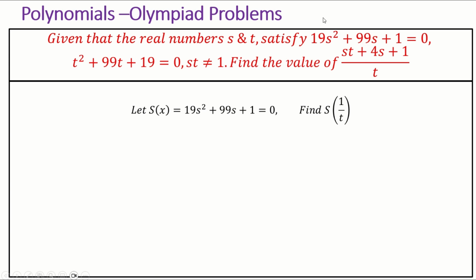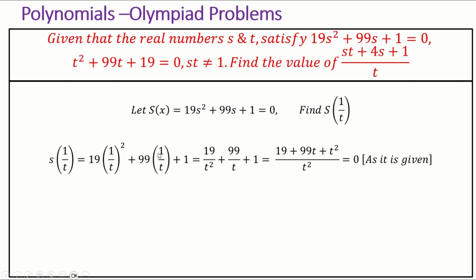S of x, basically I am calling S of x this expression because it is written in terms of s. So S of x equal to 19s square plus 99s plus 1. Let's find out what is the value of S of 1 by t. So S of 1 by t is nothing but 19 into 1 by t whole square plus 99 into 1 by t plus 1, which is nothing but 19 by t square plus 99 by t plus 1, which is 19 plus 99t plus t square by t square.